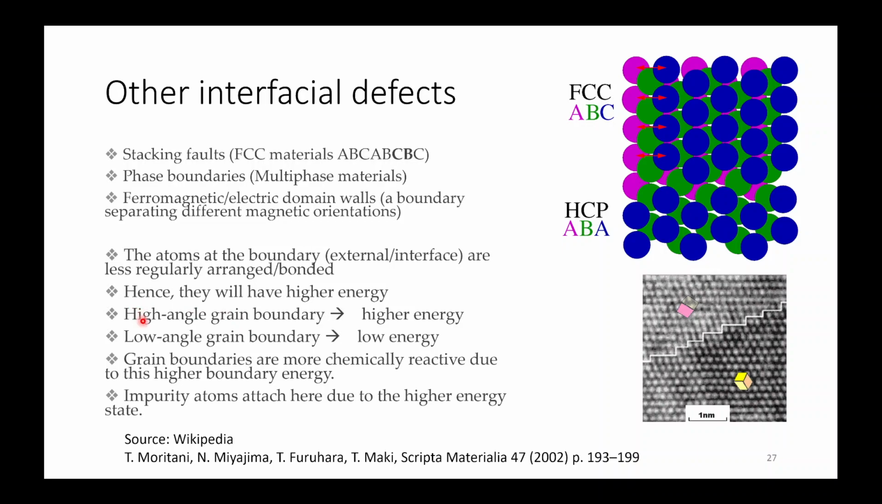And we saw earlier, high angle grain boundaries will have high energy, low angle grain boundaries will have low energy, and grain boundaries are more chemically reactive due to their higher boundary energy. So impurity atoms are attached here due to their high energy state.